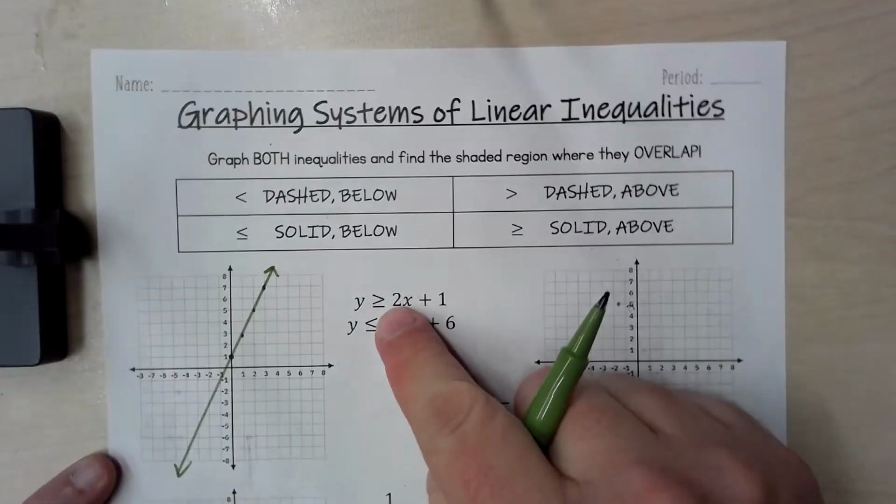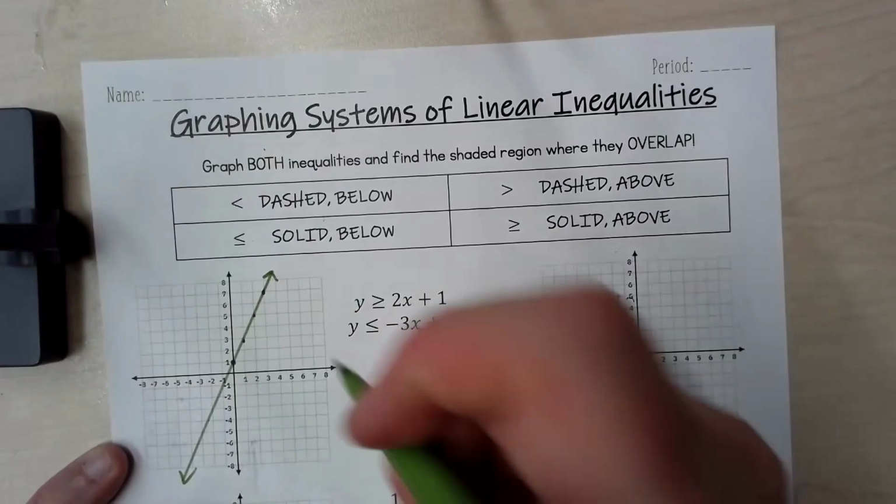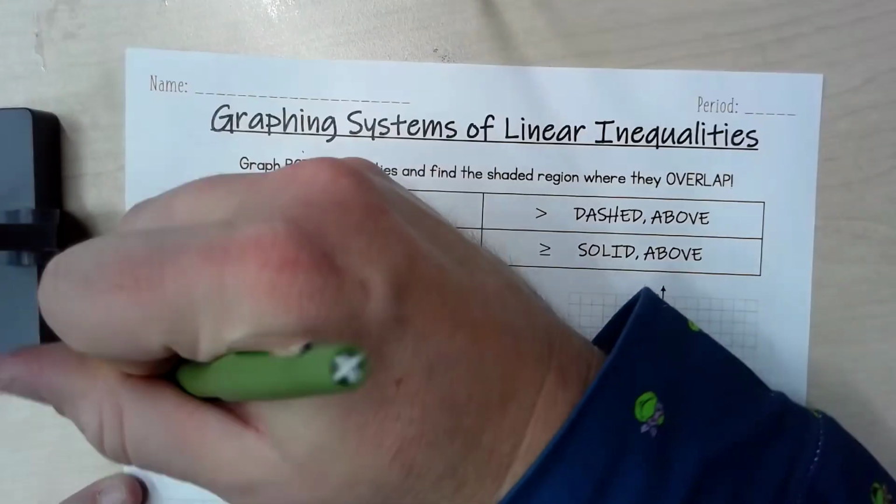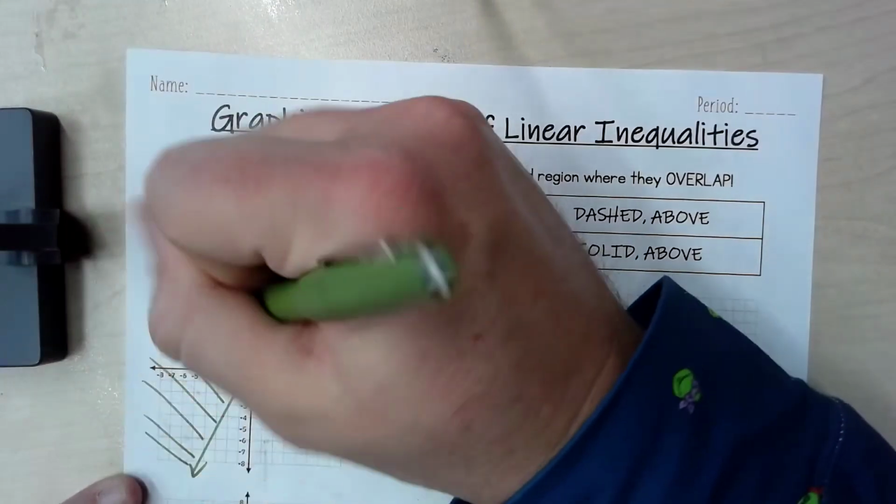And it's greater than. Well, greater than is above. So here's my y-intercept. Above my y-intercept is up here, so this whole side is shaded.